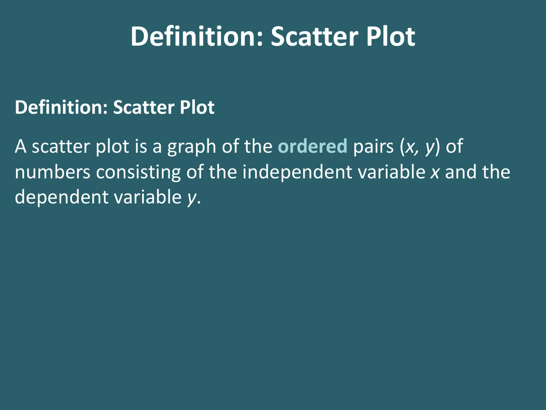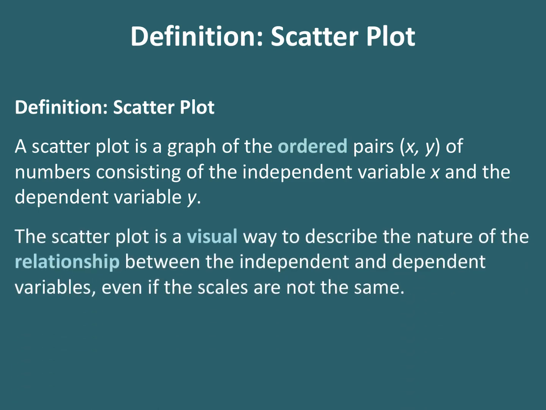A scatter plot is a graph of the ordered pairs (x, y) of numbers consisting of the independent variable x and the dependent variable y. The scatter plot is a visual way to describe the nature of the relationship between the independent and dependent variables, even if the scales are not the same.